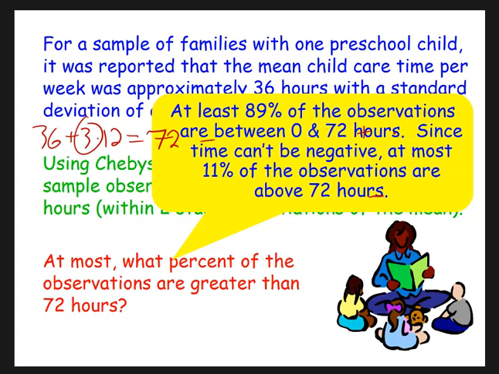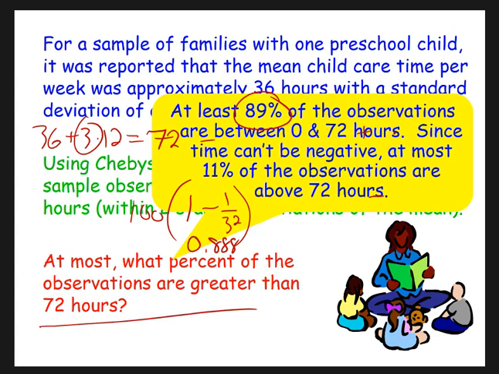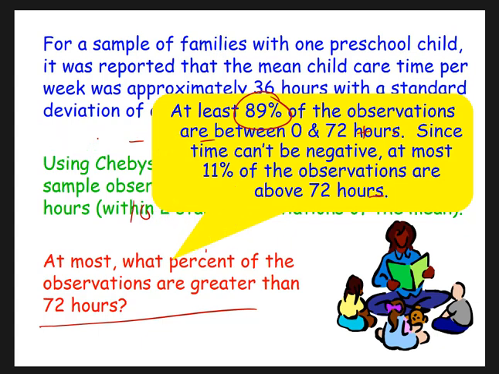So k is going to be 3, so it'll be 1 minus 1 over 3 squared, of course, times 100. 3 squared is 9. 1 minus 1/9 is 8/9, or 0.888, or 0.89. Times 100 is 88.9, or 89%. So at most, well, we'd expect at least 89% to be between 0 and 72. Well, nobody's going to be less than 0 hours a week. Nobody can be negative. So 11% will be more at most.